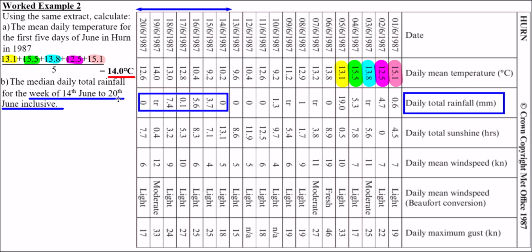So if you put these values down, just write them down, we're going to have 0, TR, which I've ringed in red. TR just means trace. 7.4, 0.1, 5.6, 3.7 and 0.